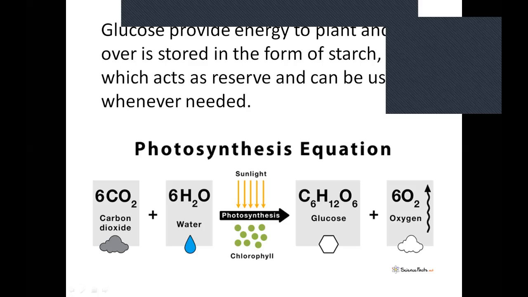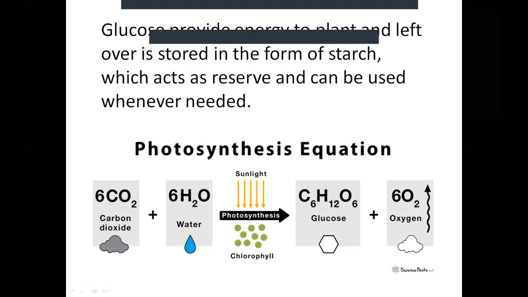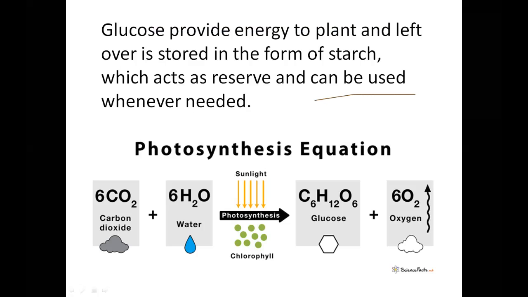See, I'll draw and show you. This is a section of a leaf, the cross section of a leaf. This is the upper part of the leaf. Here, this is the lower part of the leaf. So the upper part of the leaf has few stomata, whereas the lower part of the leaf has many stomata.